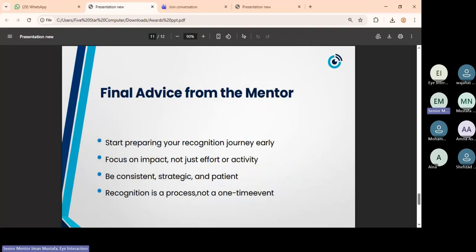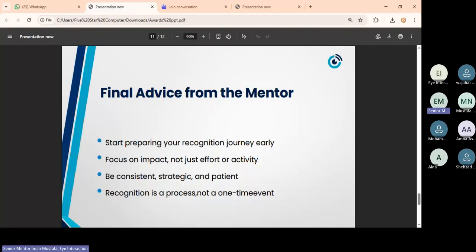Okay, now this is basically the final advice. The first thing is to start early. My final advice to all of you students is start early. Do not waste your valuable time. Time is money, right? So start preparing your recognition journey early. Focus on impact, not just activity. As I've already told you earlier, quality matters instead of quantity. Global impact and global recognition matter instead of activity or just efforts, right?